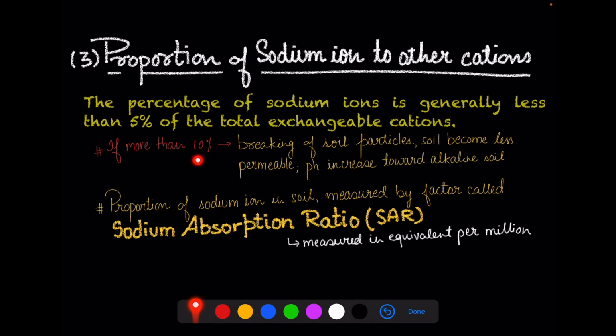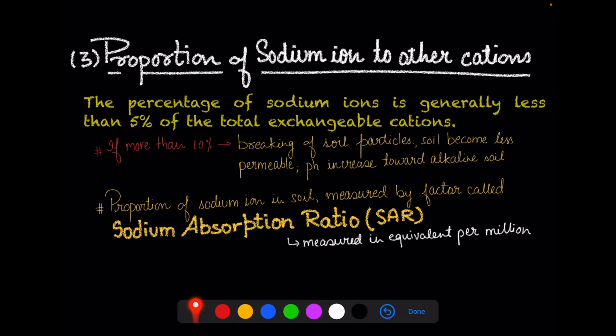But if the concentration goes above 10%, then the breaking of the soil particles will take place, and the soil will become less permeable, pH will increase towards the alkaline soil, and eventually the water as well as the land in which this water has been used will be unfit for the irrigation or unfit for the growth of the plants or the crops.